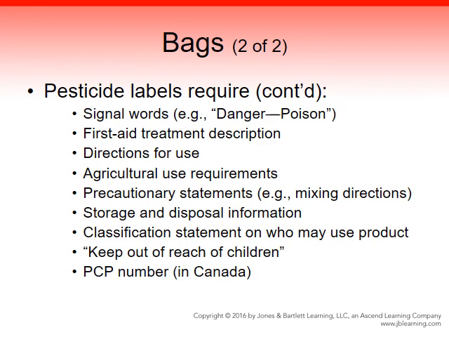They're also going to have signal words, such as danger and poison. It should have a general first aid treatment with a description, as well as directions for use. It'll have agricultural use requirements and precautionary statements such as no mixing or mixing directions and things of that nature. It should also have storage and disposal information, as well as a classification statement on who may use the product. Of course, it'll always have the keep out of reach of children label. And in Canada, it'll have a PCP number.